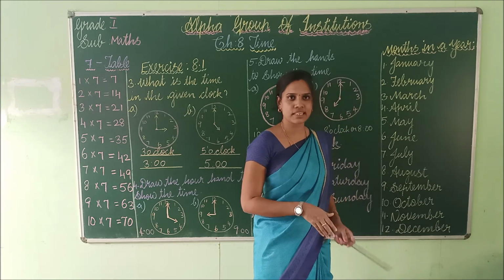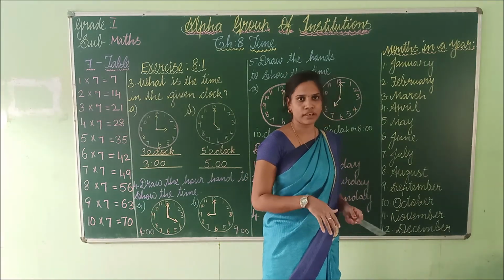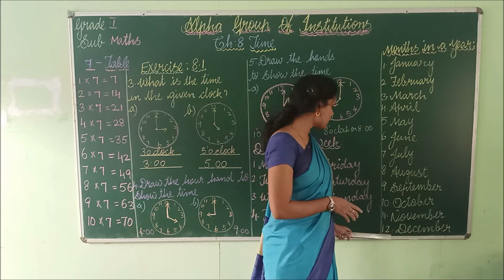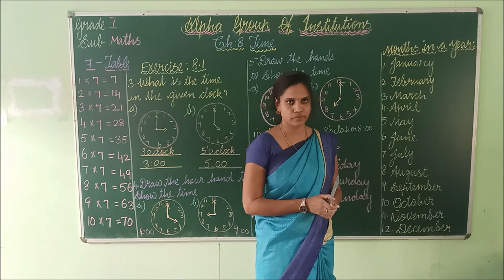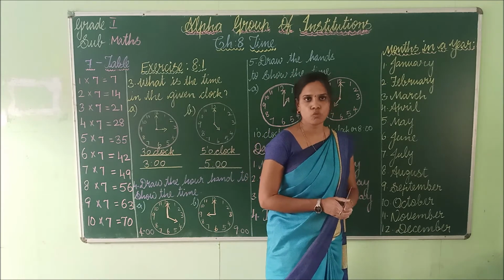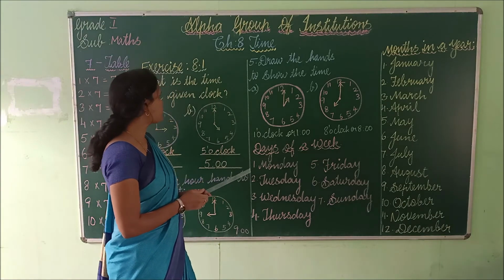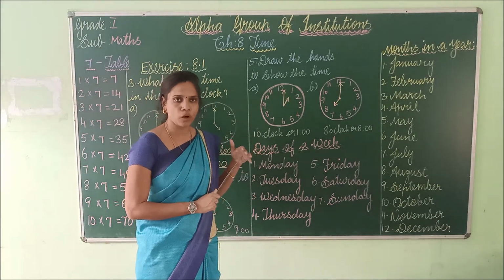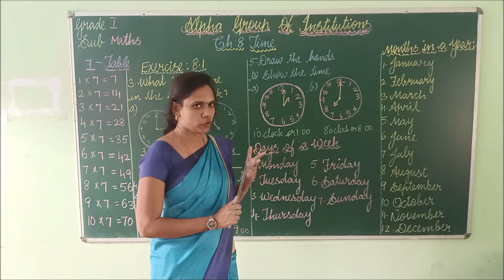Today only December month starts, right? So that is the last month. This is the last month in a year. Okay, children. So that is December. There are 12 months in a year. Okay, fine children. So what have we seen today? In this chapter we have seen time. How to see the time and how to draw the short hand and long hand.